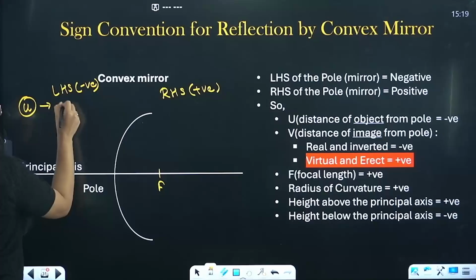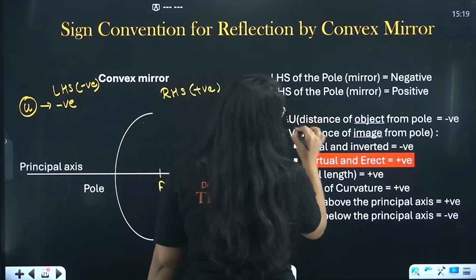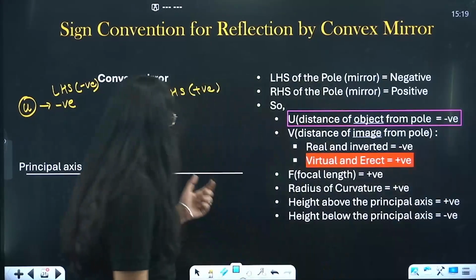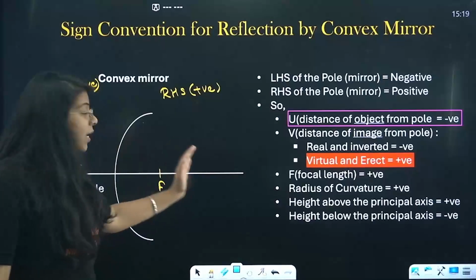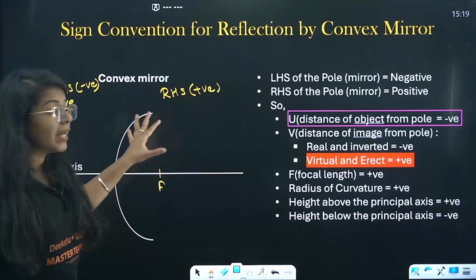U will always be negative for no matter what optical instrument. U is always negative. Done? Now beta, image is what? Virtual and direct. For virtual and direct, it is on the right hand side. We know we extended the rays backwards. So image is on the right hand side.